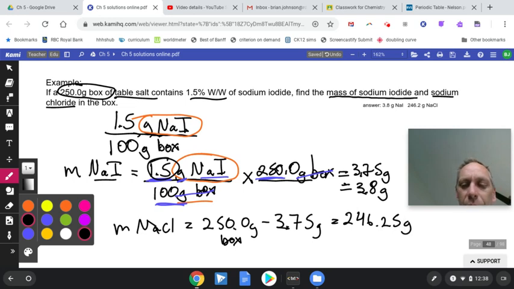And this is the addition and subtraction rule now. So 1 decimal place, 2 decimal places. My final answer is 1 decimal place, 246.3 grams for the mass of NaCl.